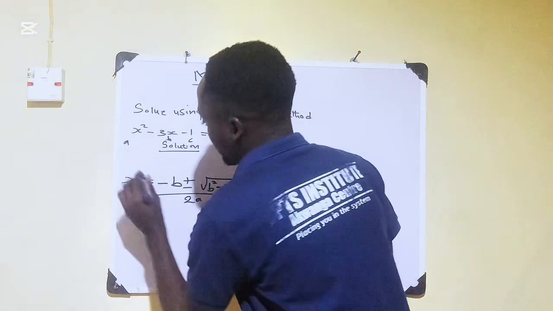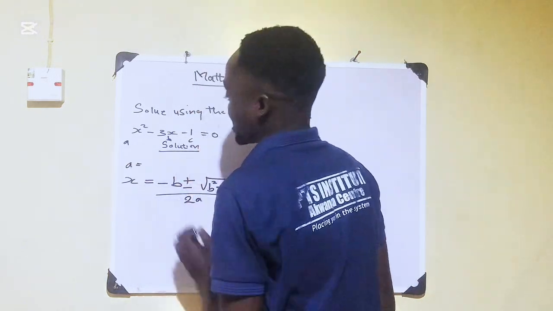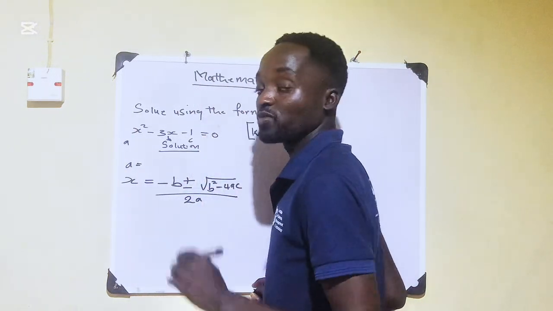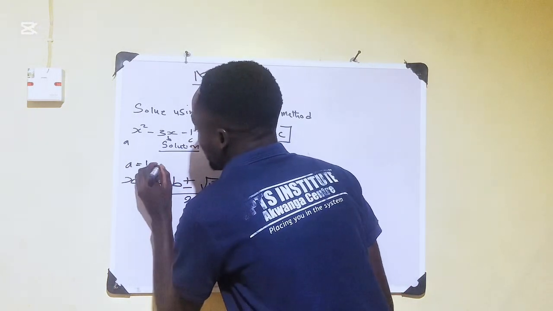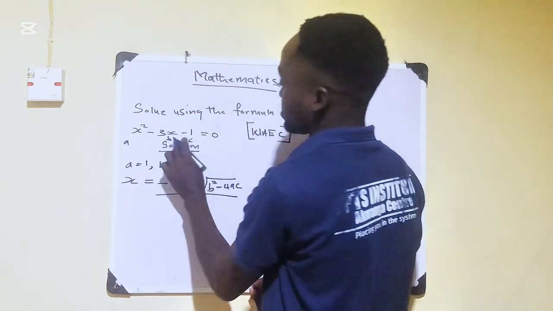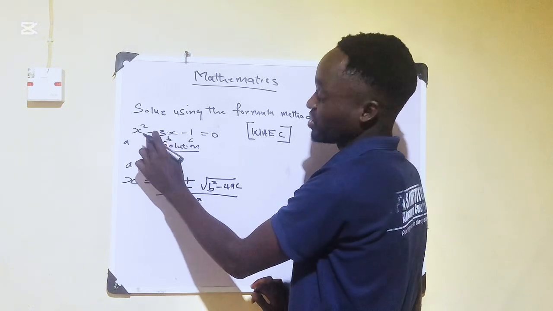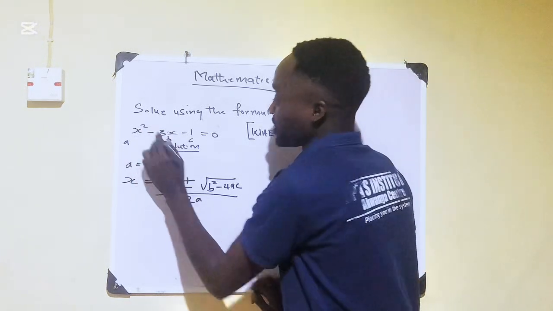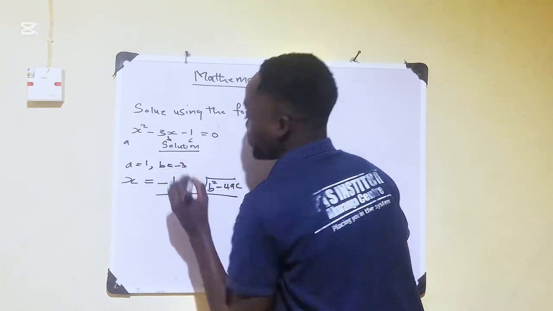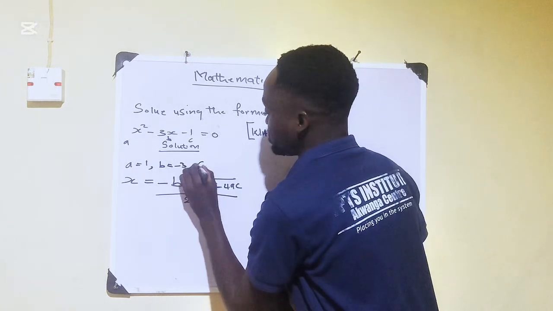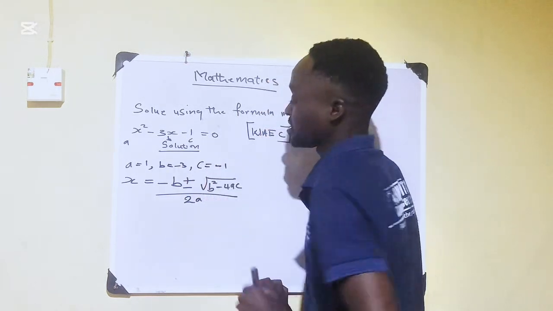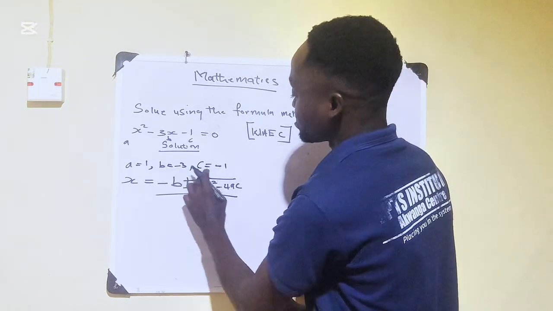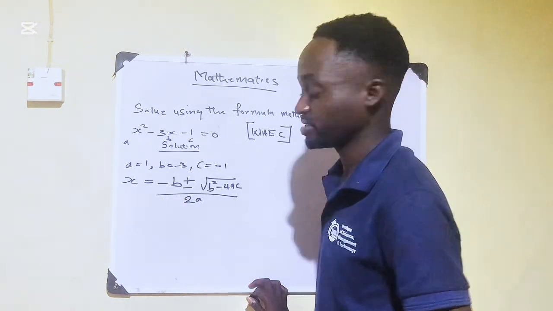So by saying that, what is our a? The coefficient of x squared here is 1, because there's no number, so we assume it is 1. So a is 1. Then b is minus 3, because there's a minus at the front, so the coefficient of x here is minus 3, which is our b. Then what is our c? Our c is minus 1. So now let's substitute this into the formula and see what we are going to get.